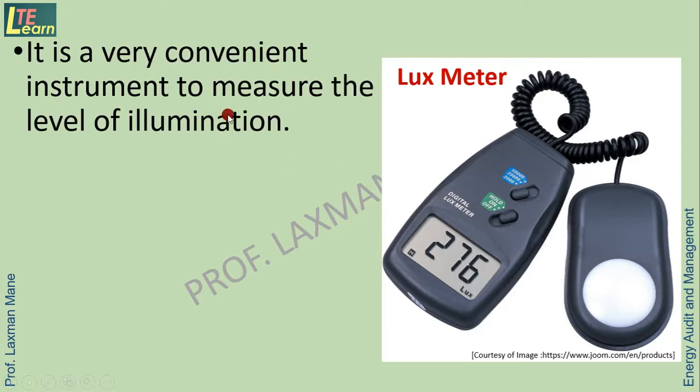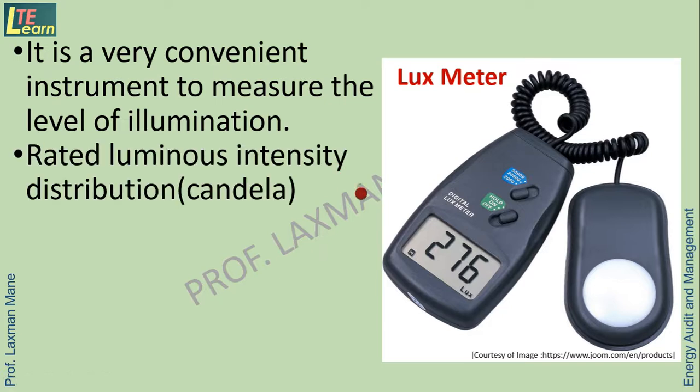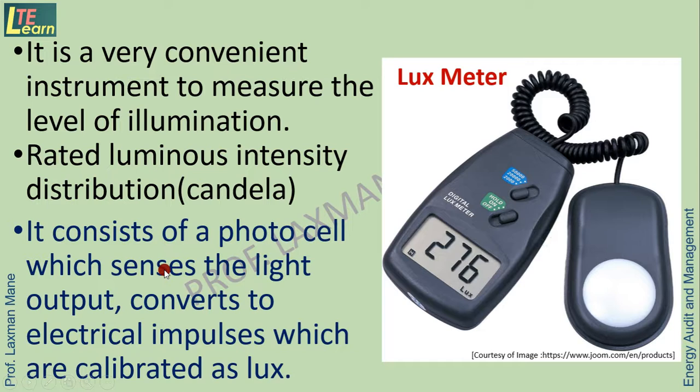Lux meter is a very convenient instrument to measure the level of illumination of light. Rated luminous intensity distribution is given in candela. A lux meter consists of a photocell which senses the light output and converts it to electrical impulses which are calibrated as lux. So it gives a reading of lumen per meter square, that is lux, meaning intensity of light falling on 1 square meter area.